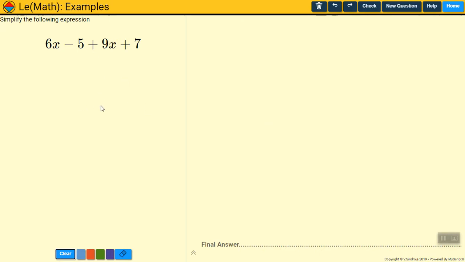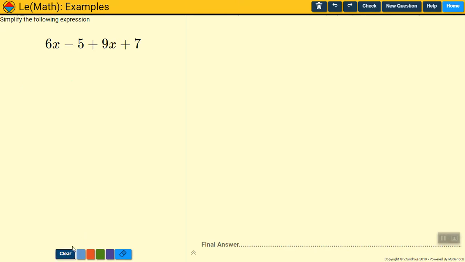Okay, so let's get into it. How do we simplify this expression? The idea is we need to collect like terms. So what we're doing is we are adding or taking away terms which are similar in this expression. That's literally what we're doing. We're just adding or taking away the like terms.